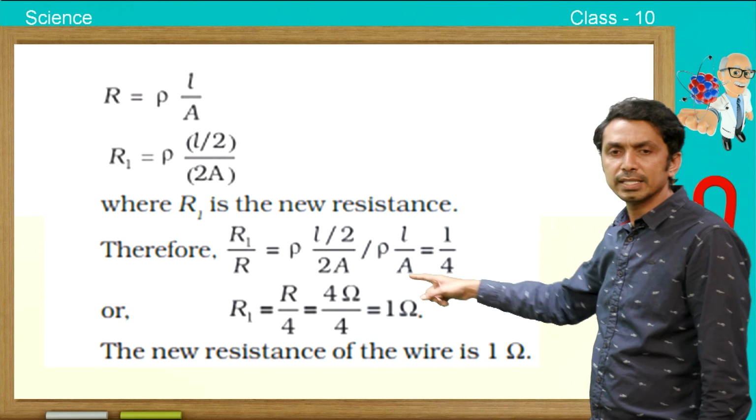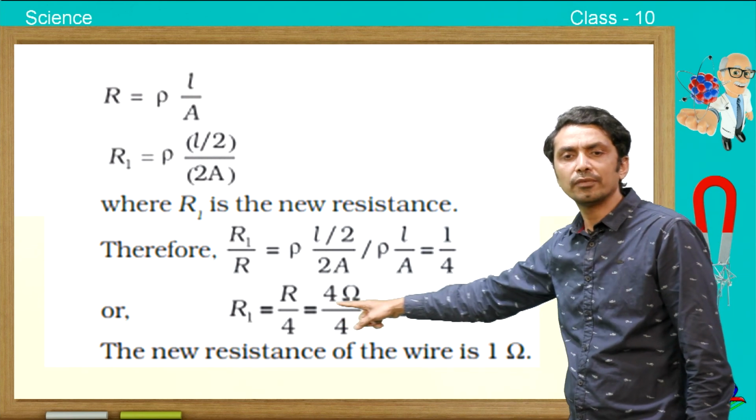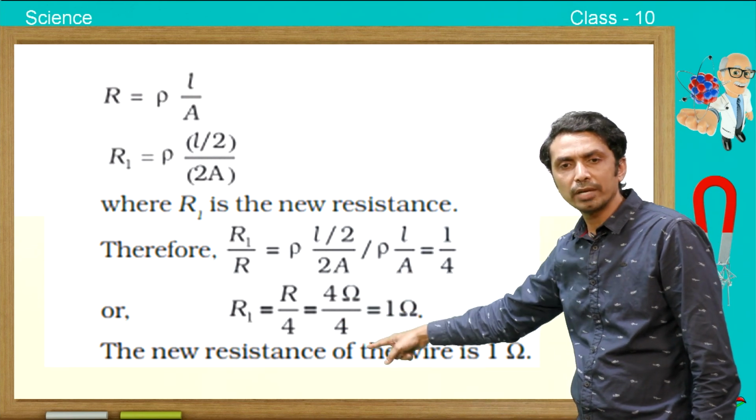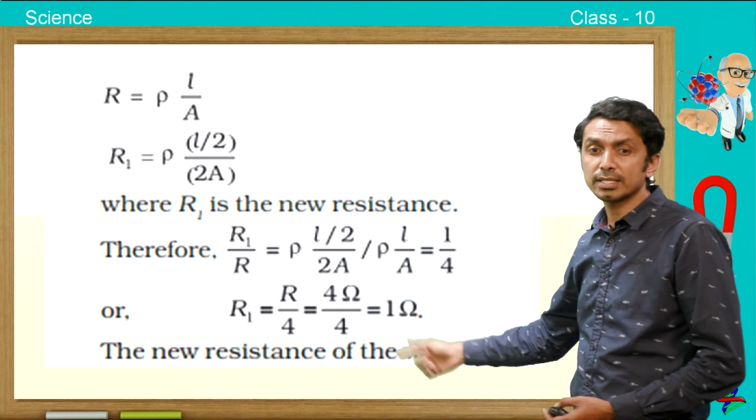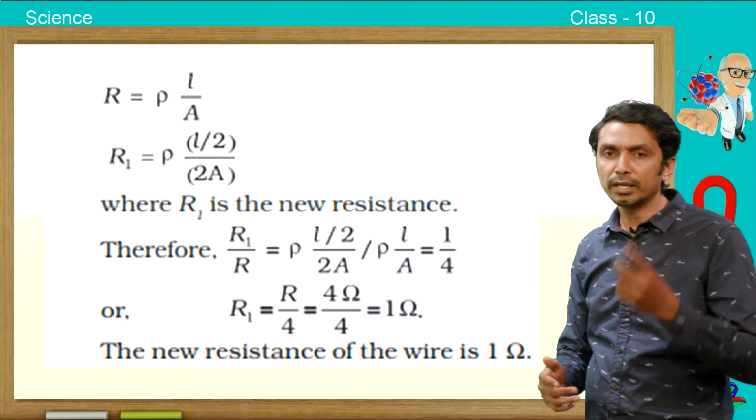Yes, here as you can see, the earlier resistance, the value they had given was 4 ohm. So we are substituting the value of R as 4 ohms. So 4 by 4 is 1. 1 ohm is the new resistance. That means the new resistance of the wire is 1 ohm.